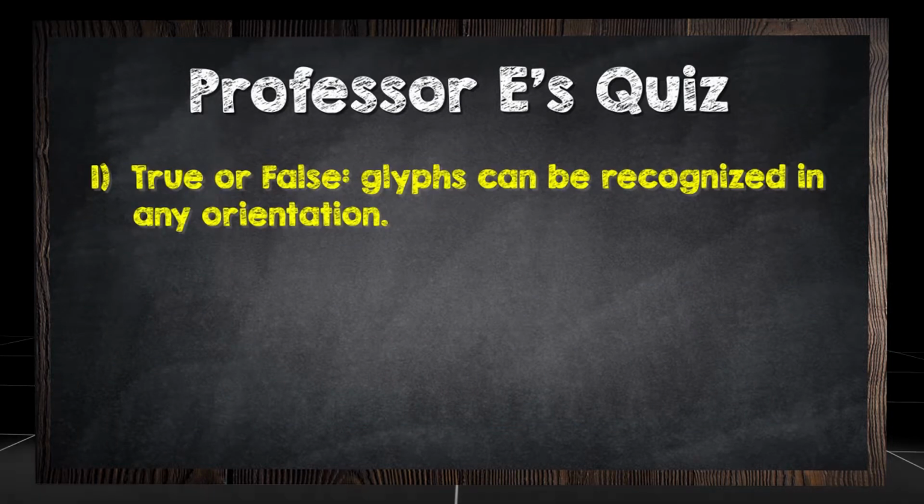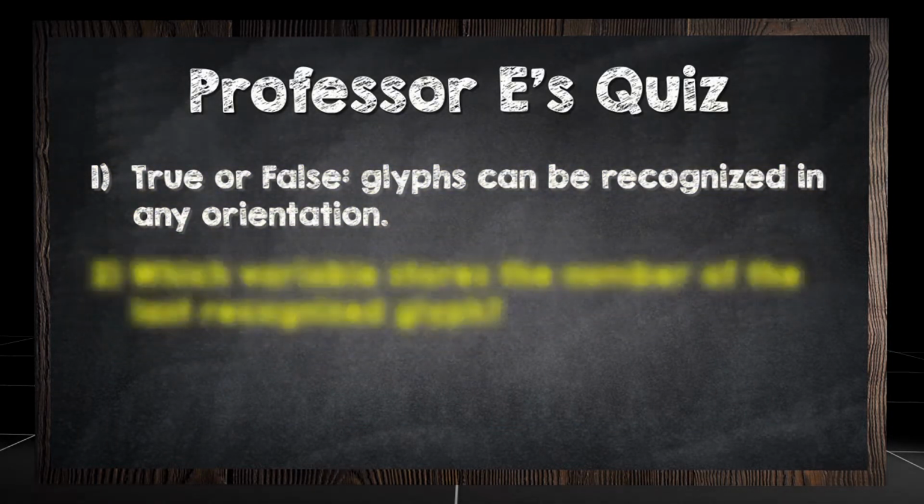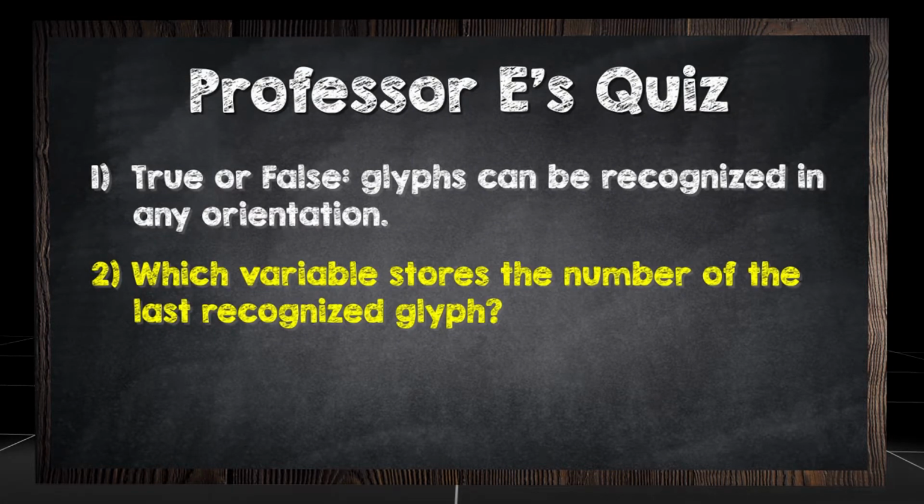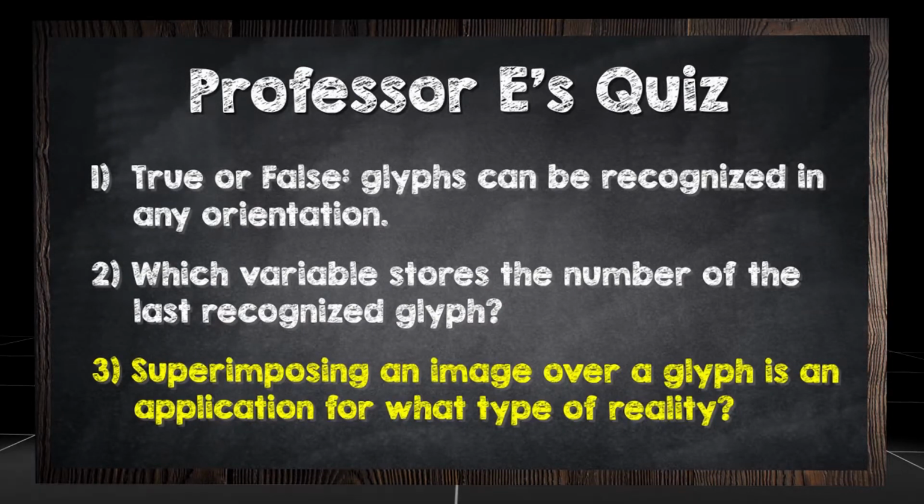True or false? Glyphs can be recognized in any orientation. Which variable stores the number of the last recognized glyph? Superimposing an image over a glyph is an application for what type of reality?